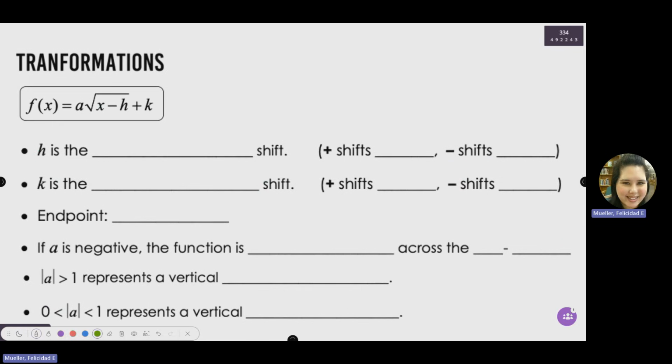Continuing our review, we have transformations, which we've gone over several times this year. Just as a review, h is always our horizontal shift. If I see a plus h, we go left. If I see a minus h, we go right. K is our vertical shift, meaning if I see a plus k value, we go up. If I see a minus k value, we go down. And as I told you, in every function, h comma k tells us something important.